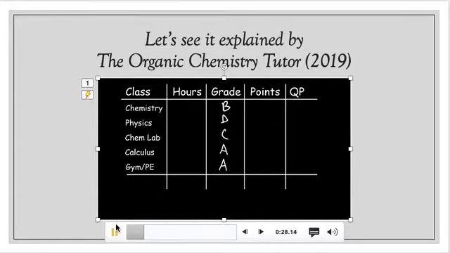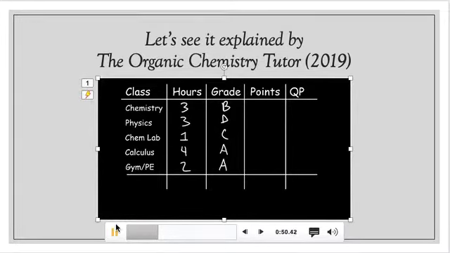Well, the first thing you need to determine is the credit hours for each course. So let's say that the chemistry course is a 3-credit course. And let's say physics is the same. Let's say the lab is a 1-credit course. And let's say calculus is a 4-credit course. And for PE, we're going to say it's a 2-credit course.